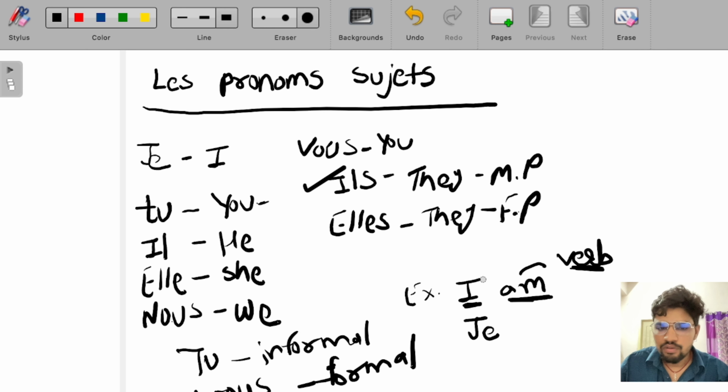Okay, so today you have learned les pronoms sujets, subject pronouns. If you have any doubt, you can write in the comment section. In the next class, I'll tell you how to conjugate the verb être, avoir, aller. Three verbs we'll cover in the next class.